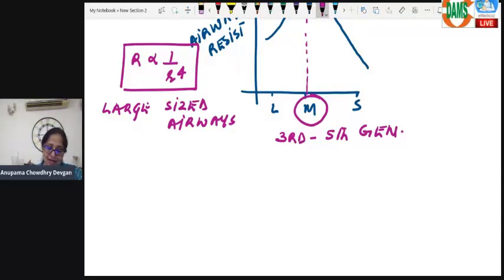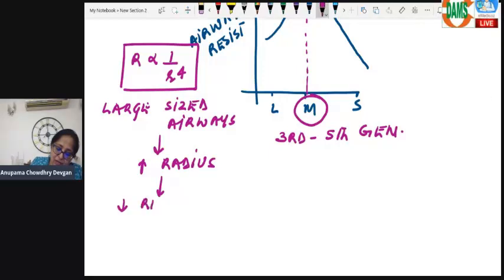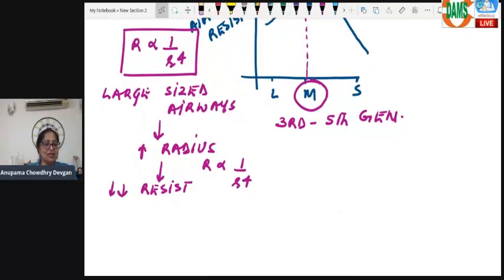Large side, and what is happening in the large? See, remember, resistance is inversely proportional to the 4th power of radius. So in the large-sized airways, there is a huge increase in the radius. Their radius is very large. So what will be the resistance? Resistance now reduces. There is a significant decrease in resistance, because resistance is inversely proportional to the fourth power of radius. Because in the large-sized airways the radius itself is so large, resistance reduces. Okay with that? So we can explain why the resistance is lower in the large size.